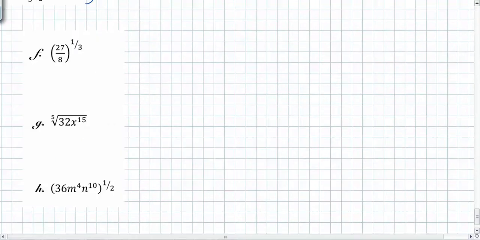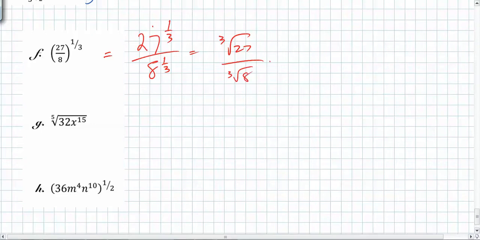So 27 over 8 to the 1/3. What do you do with that power? 27 to the 1/3 over 8 to the 1/3. So that's going to be the cube root of 27 over the cube root of 8, which is 3 over 2. 2 cubed is 8. 3 cubed is 27.